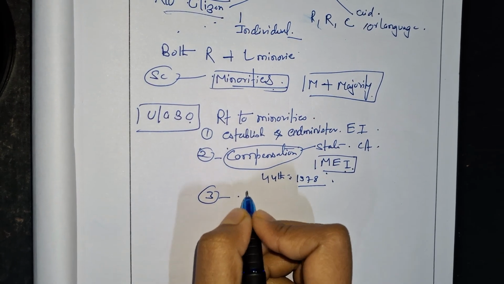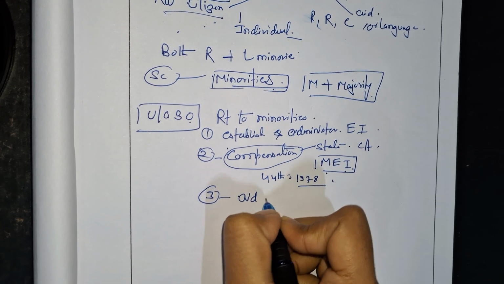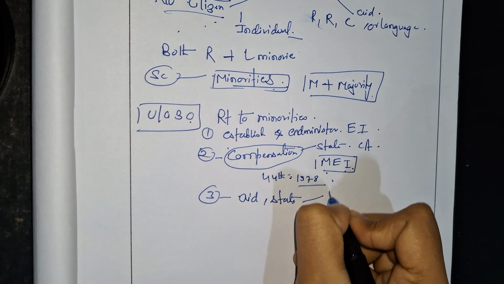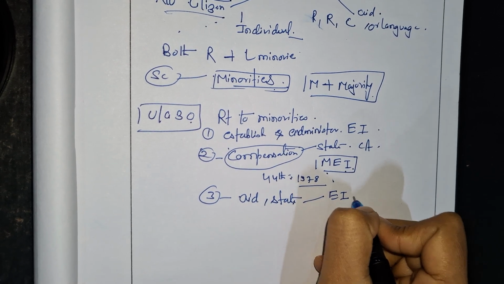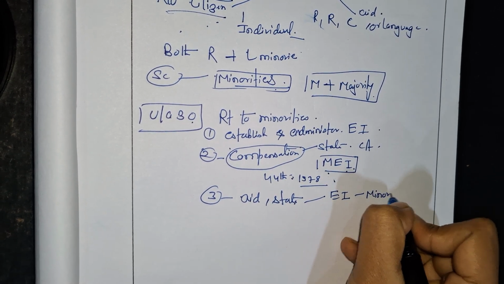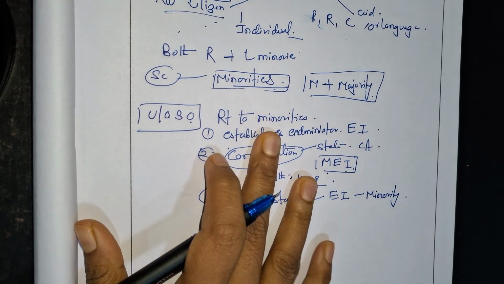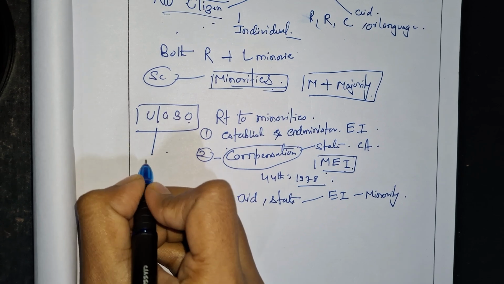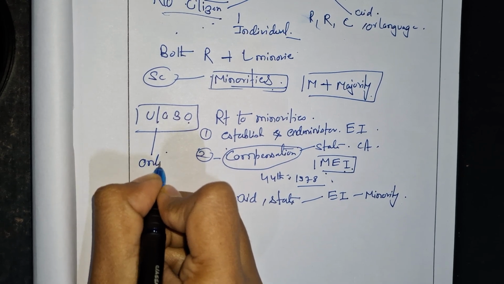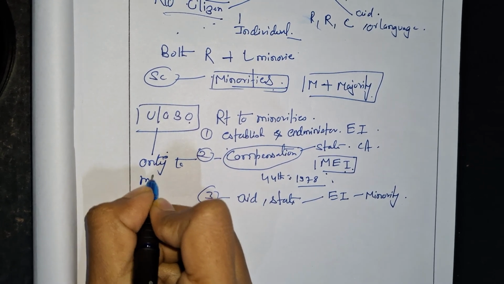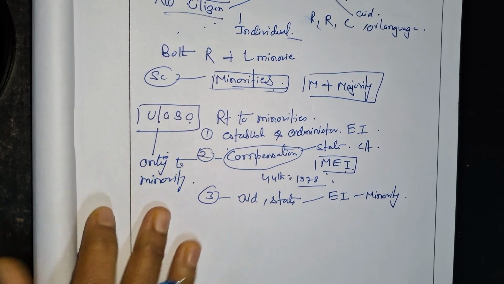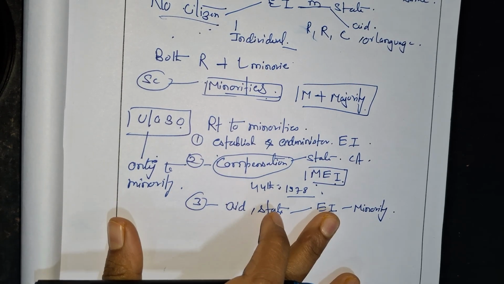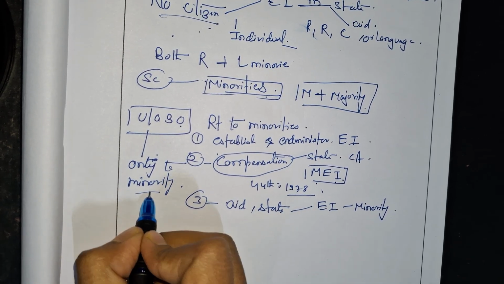Third point is, in granting aid, the state shall not discriminate against any educational institution managed by a minority. And Article 30 is protection only to a minority. In Article 29, both majority and minority were included, but in the case of Article 30 this is only for minorities.